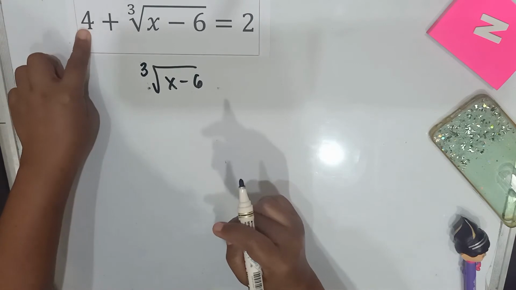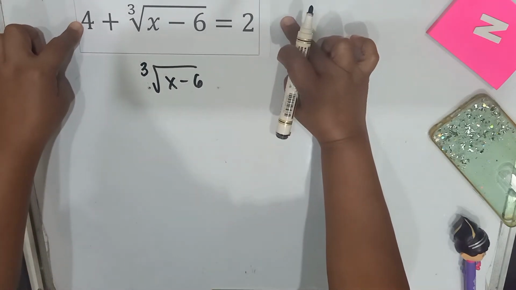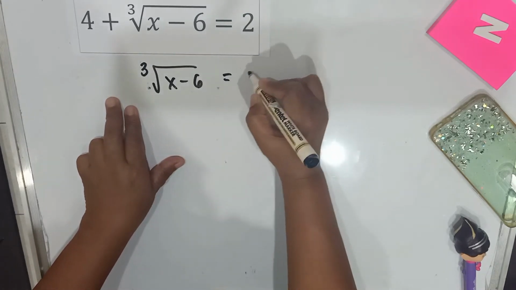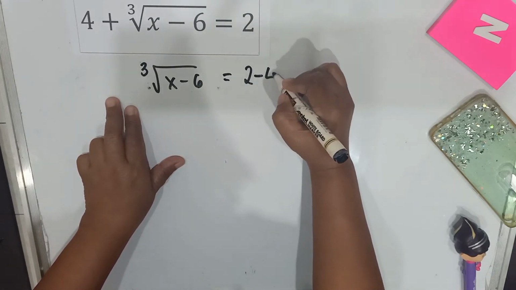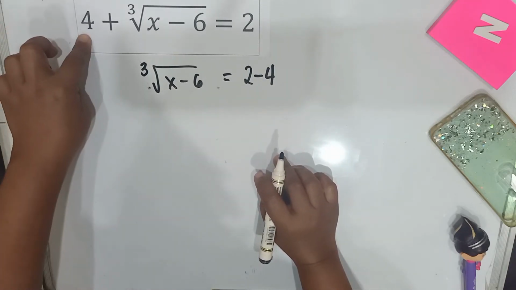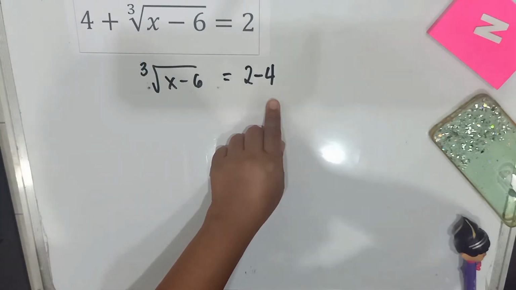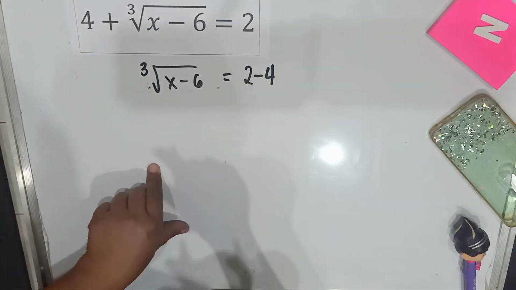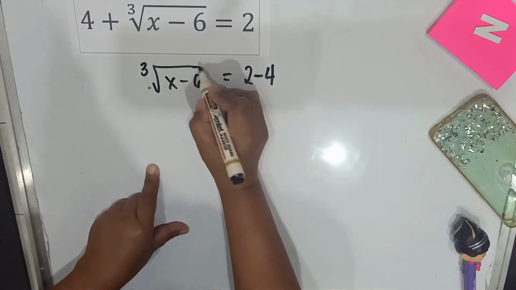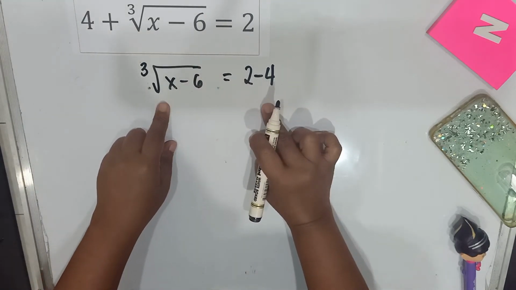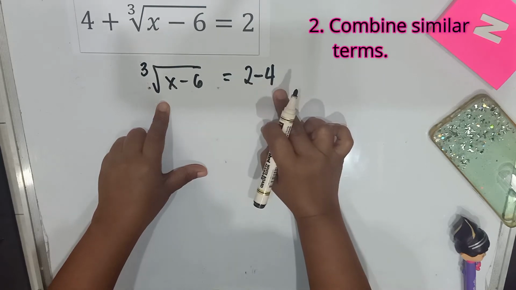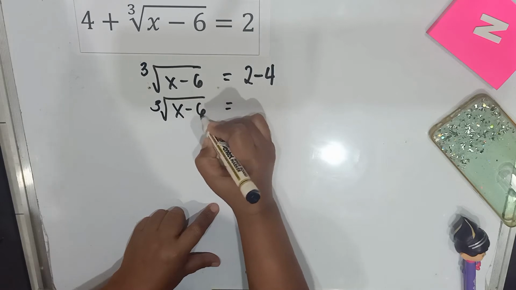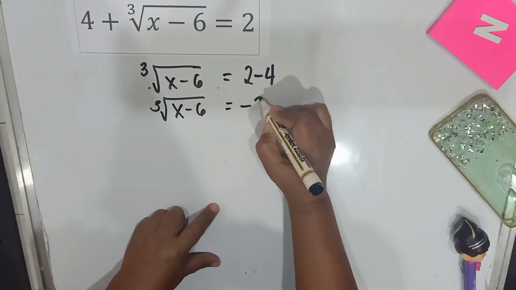So to remove 4 here, we have to subtract 4 on both sides of the equation. So 4 minus 4 is 0. We did not write it anymore here. Equals 2 minus 4 is this one. So it's as if we are just transposing 4 to the other side of the equation. So we have to change the sign. It will become negative 4 from positive 4. So here, before we raise both sides of the equation by 3, we have to simplify 2 minus 4 first. So cube root of x minus 6 equals 2 minus 4, which is negative 2.